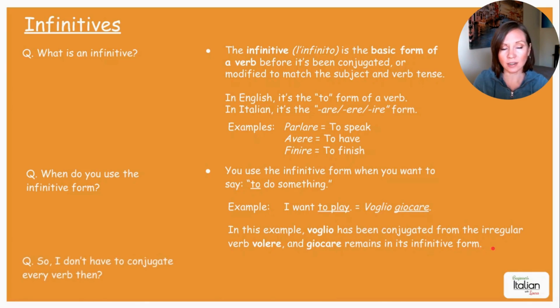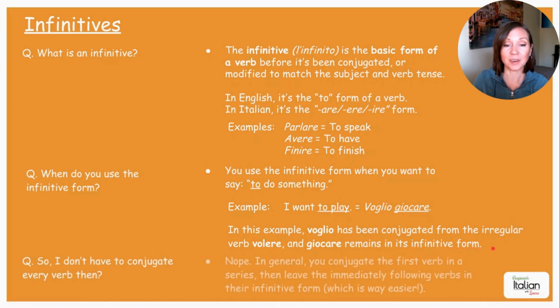So I don't have to conjugate every verb then? Nope. In general, you conjugate the first verb in a series, then leave the immediately following verbs in their infinitive form, which is way easier. Okay, so again, back to this example. Voglio giocare, you conjugate the first verb, volere, and you don't conjugate giocare if you want to leave it in the "to" form.